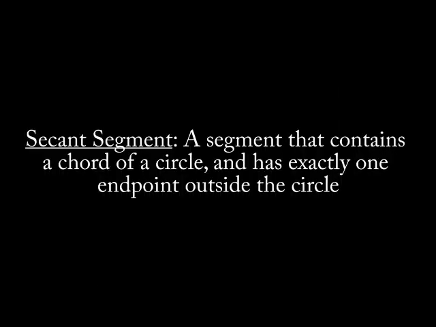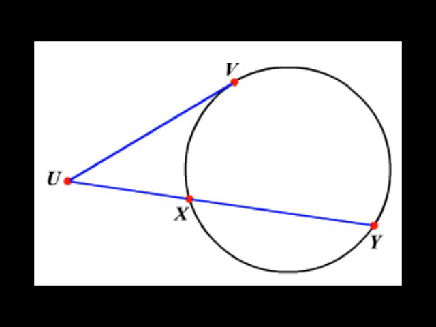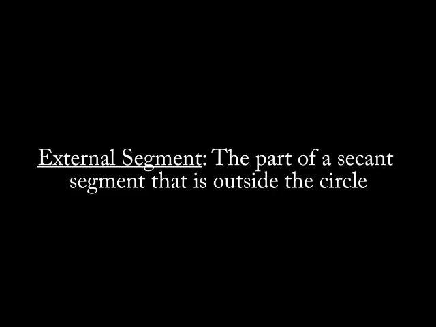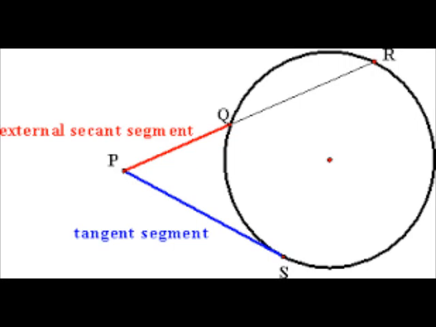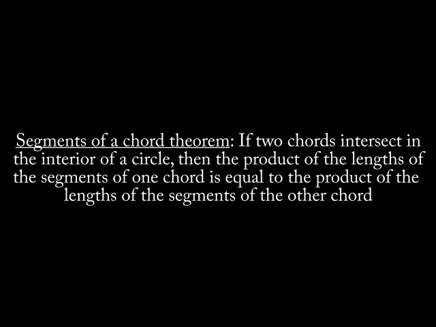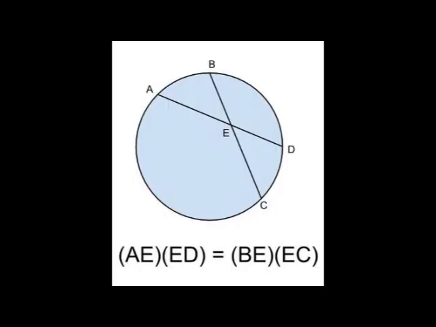Secant segments. A segment that contains a chord of a circle and has exactly one endpoint outside the circle. External segment. The part of a secant segment that is outside the circle. Segments of a chord theorem. If two chords intersect in the interior of a circle, then the product of the lengths of the segments of one chord is equal to the product of the lengths of the segments of the other chord.